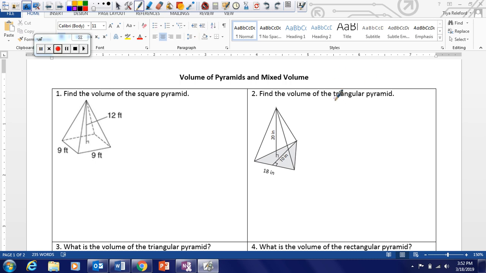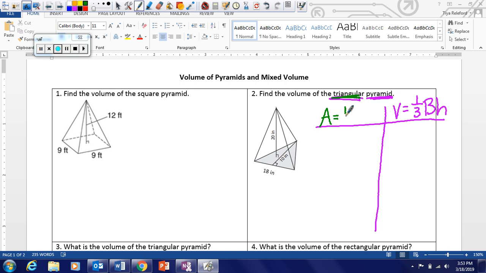Alright, number 2 says find the volume of a triangular pyramid. So two formulas, triangle and pyramid. Pyramid and triangle. Oops. So look at your pyramid and go ahead and shade the base. It's a little trickier with triangular pyramids because everything's triangle.